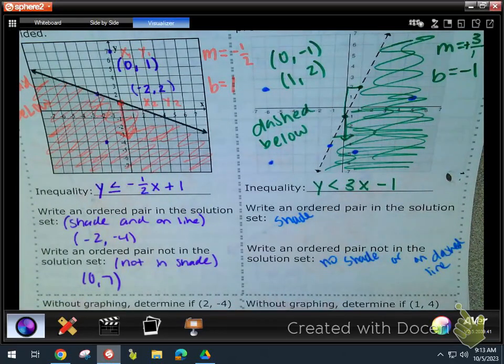Feeling pretty good about these inequalities. I'm starting to feel good about this too. I think it's just kind of, again, puts it all together.